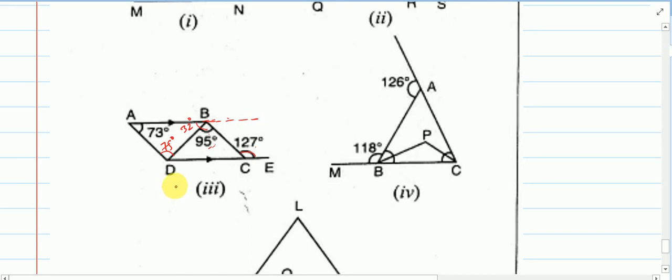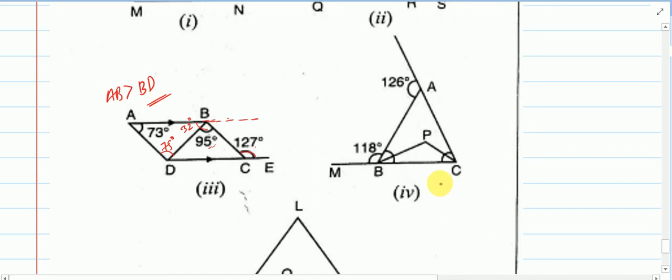So for this triangle ABD you got 73 and 32, so you can find this and it will come 75. Now you can see opposite to AB is 75 and opposite to DB is 73. So 75 is bigger than 73. So obviously AB will be bigger than BD. This is the answer.